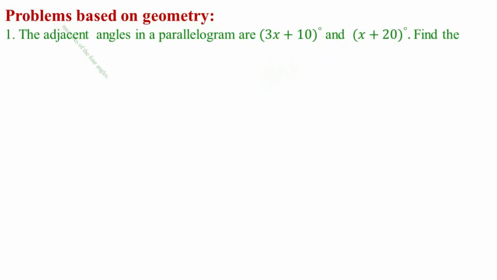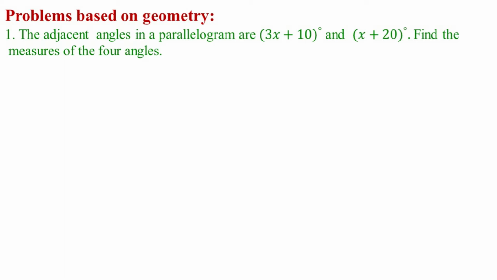Problems based on geometry. The adjacent angles in a parallelogram are 3x plus 10 degree and x plus 20 degree. Find the measures of the four angles. Let us find the solution. They have given the adjacent angles. What is meant by adjacent angles? The angles which are next, which means which are nearer.